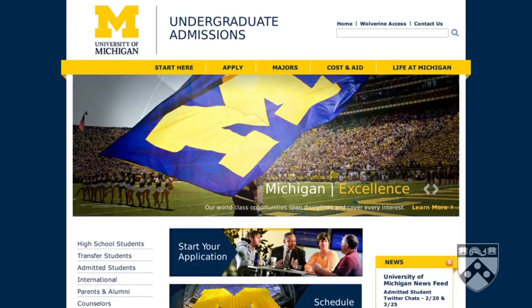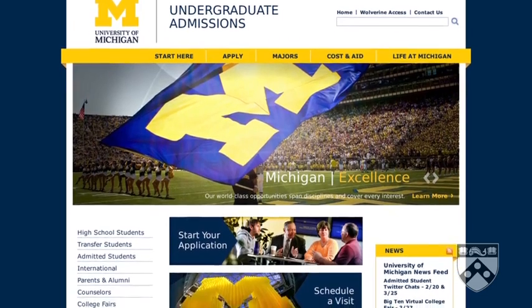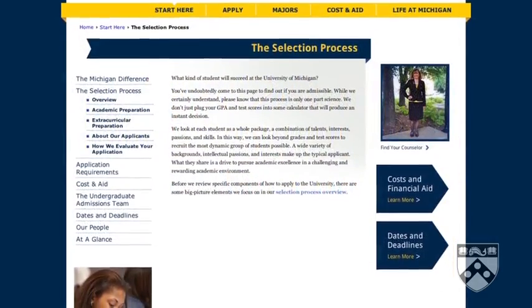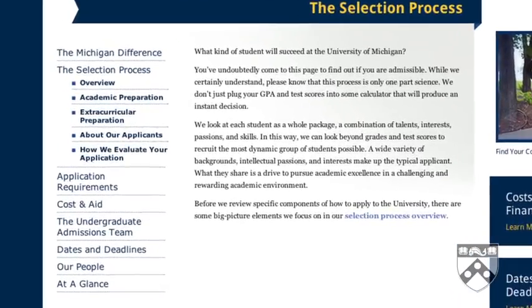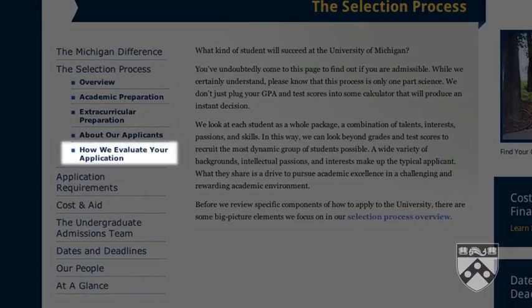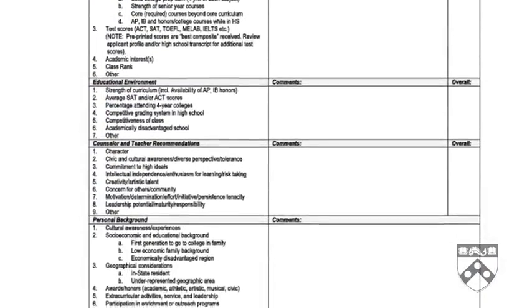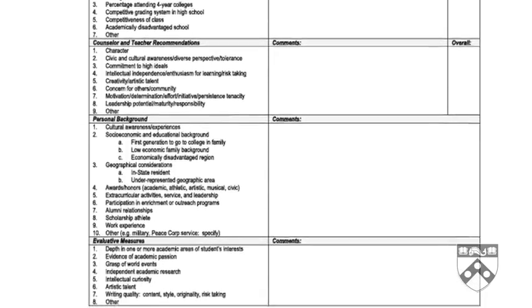Now, MIT is not the only one with a fantastic website. Let's look at a much bigger school, the University of Michigan, Ann Arbor. On Michigan's website, they have many similar tabs. We're not going to go through them, but I want to draw your attention to the last tab, how we evaluate your application. Michigan publishes the actual evaluation sheet used by their reviewers. Take a look at that evaluation sheet, and evaluate your own application to get an understanding of how you will fare at University of Michigan.